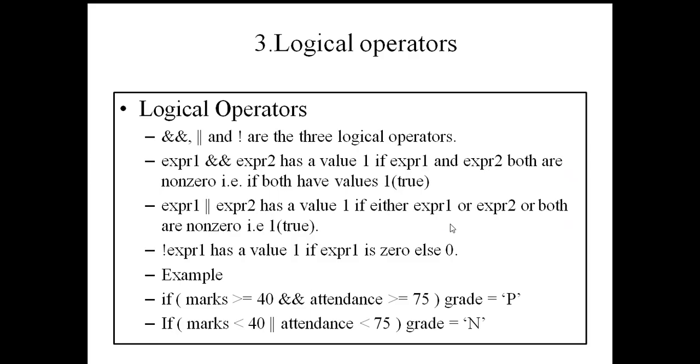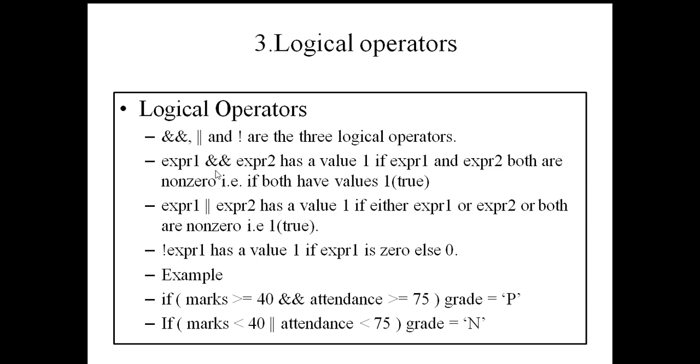Now let's look at the other type of operators. We have logical operators. The logical operators are double ampersand, that is and, the double pipe symbol, that is or, and the exclamation, that is not. These are the three logical operators. The first one is the logical and operator, the second one is the logical or operator, and we have the logical not.